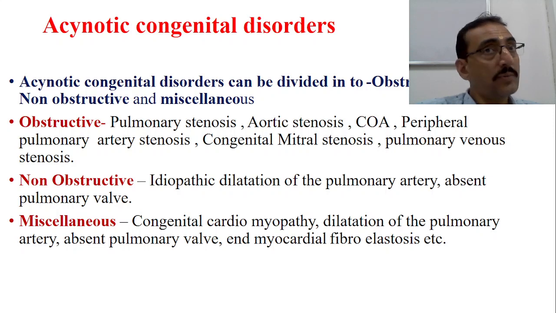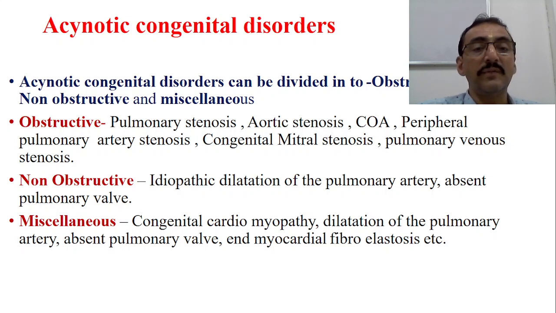Another variety is the non-obstructive type. In the non-obstructive type there is actually no obstruction, like idiopathic dilatation of the pulmonary artery. Because of the dilatation, blood is going to stagnate there. Then there is absence of the pulmonary valve: no obstruction at all, but the valve itself is absent, so blood flow is not regulated. So these are called non-obstructive types.